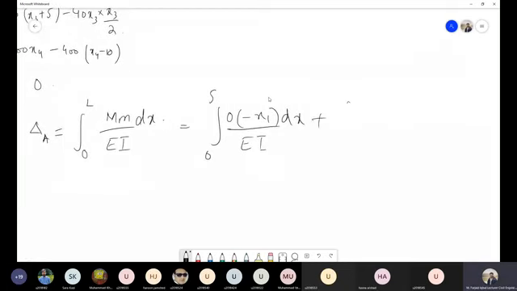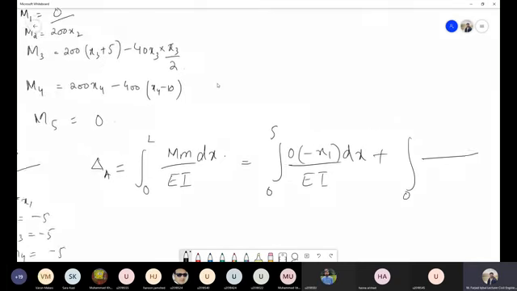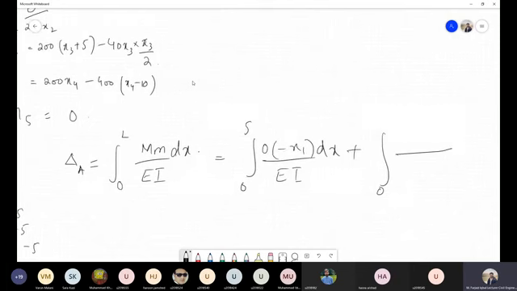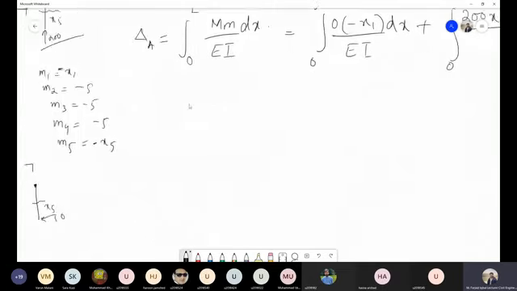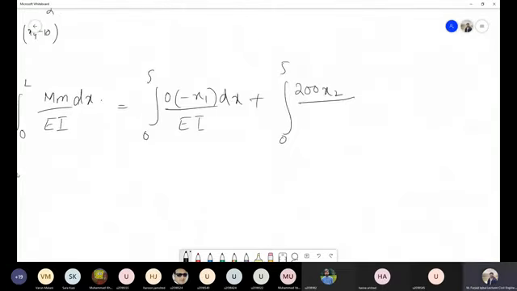The second one is section x2. What will be the limits for section x2? 0 to 5. Again it is 0 to 5. The moment is 200 into x2 and the small m is minus 5. So that will be minus 5 over EI into dx. What about the third section?